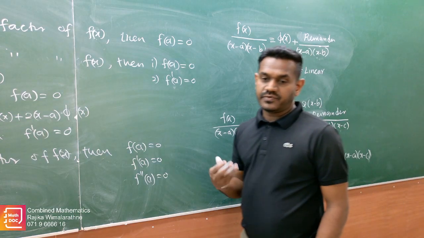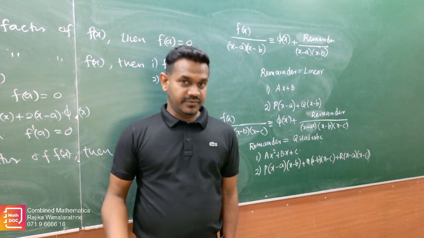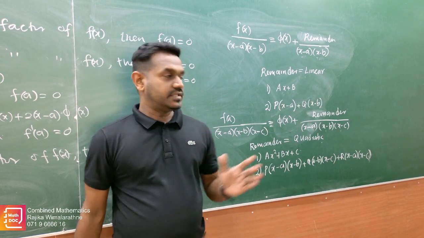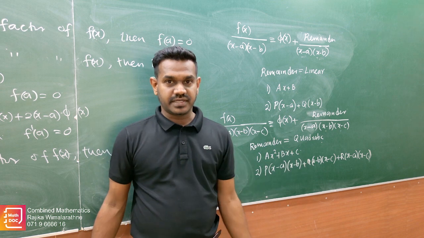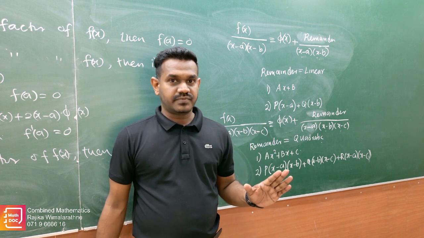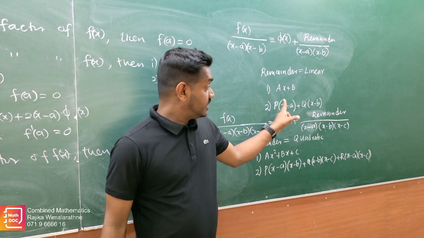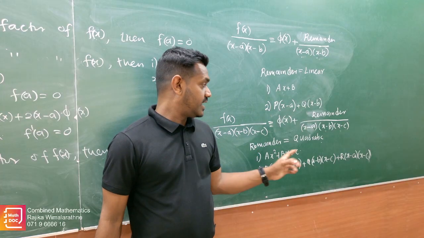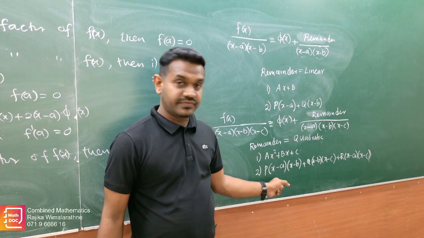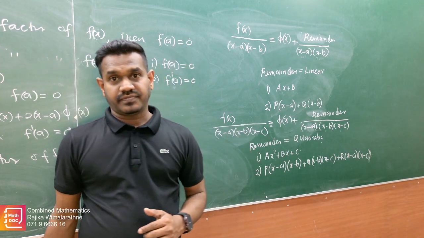Then by writing those types of relations, we mainly focus on simplifications. But anyhow, these are all division algorithm properties. The division algorithm properties appear the same, but the importance is that here we write the linear remainder in two different ways and the quadratic remainder in two different ways. That is the specialty of this type of division.